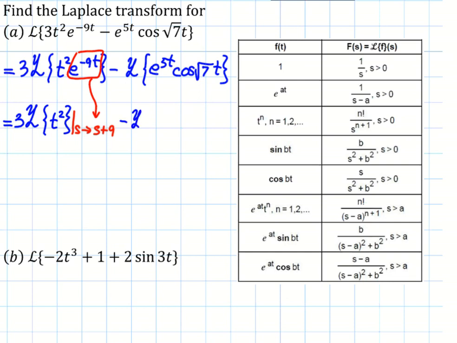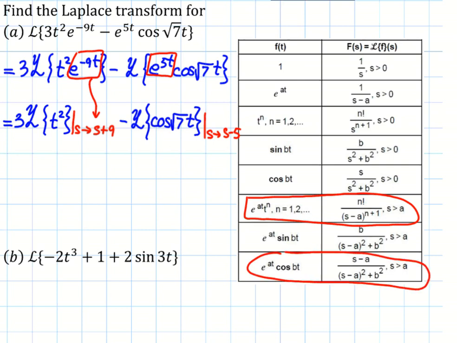And then we just do the Laplace transform. Once again, here we have e to the 5t. So all we need to do is just transform the cosine of square root of 7t. And then whatever result we have, we go from s to s minus 5. Of course, if we use this formula and this formula, we can get exactly the solution we have. Right.